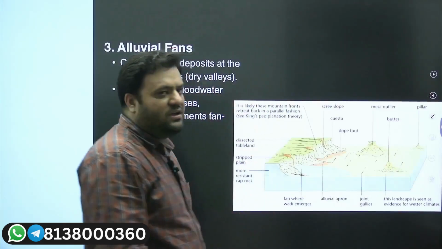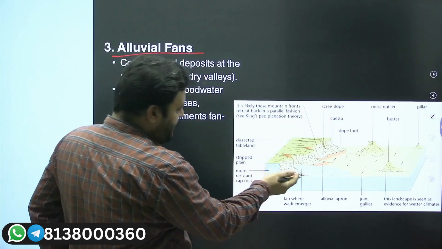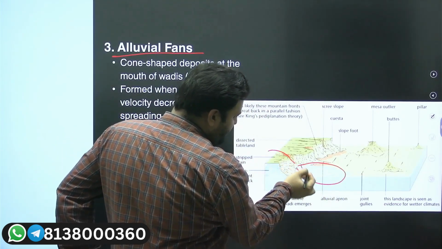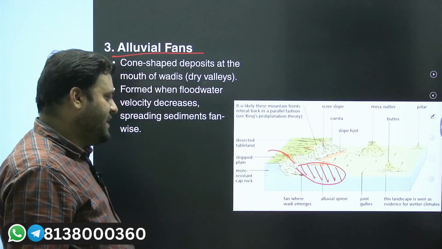Have alluvial fans including salt plains. Alluvial fans, here you can see when there is a removal, we will have this cone kind of shape. This is what the alluvial fans are.